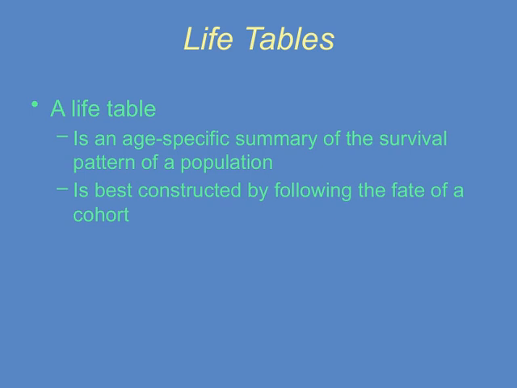A life table is essentially an age-specific summary of how a population survives over time. It provides a detailed picture of survival patterns at different ages. The most effective way to construct a life table is by following the fate of a cohort, which is a group of individuals born around the same time. By tracking this group throughout their lives, we can gather accurate data on survival rates and mortality at each age. This approach helps us understand the dynamics of population survival and is fundamental for demographic studies and understanding population health. Connecting this to our overall theme, life tables are crucial tools for analyzing population trends and planning for future needs.